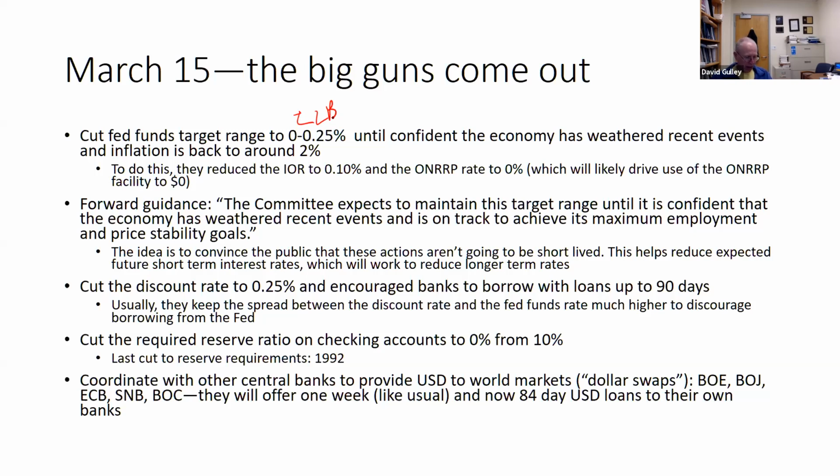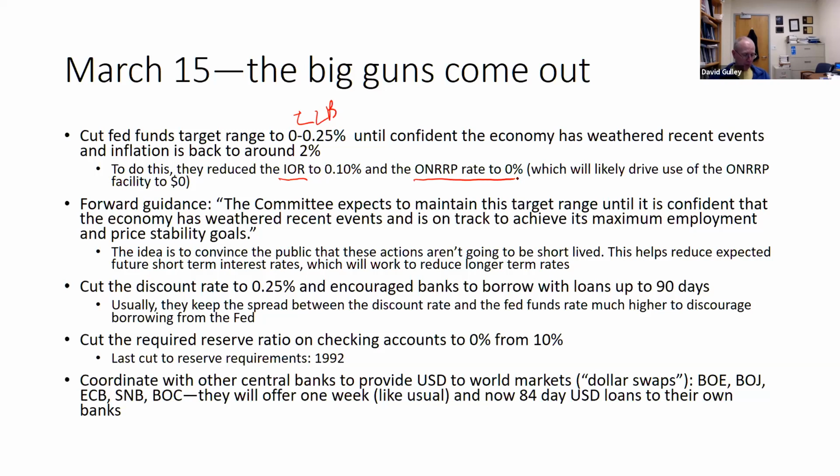And in order to operationalize that, they reduced the interest rate on reserves to 0.1%, and they reduced the interest rate on the overnight reverse repurchase agreement rate down to 0%. Now we have videos to explain exactly how these work, but the idea is that those are what are called administered rates, and as the Fed raises or lowers them, it pushes other short-term interest rates up or down. So by the Fed lowering these administered rates, that's going to push down other short-term interest rates as well. And just as an aside, now that the ONRRP rate is 0, use of that facility will be pushed down, probably to about 0.